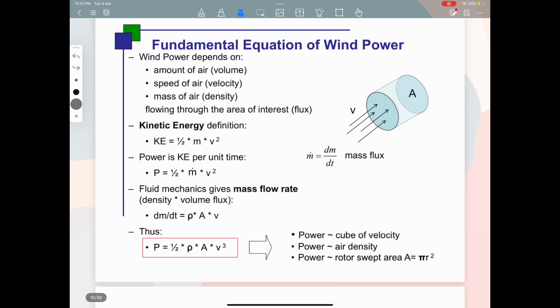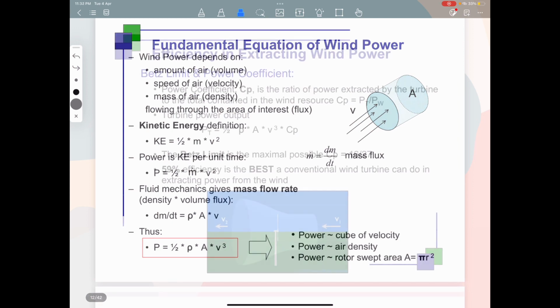And the formula of the mass flow rate is density times the area times the velocity.